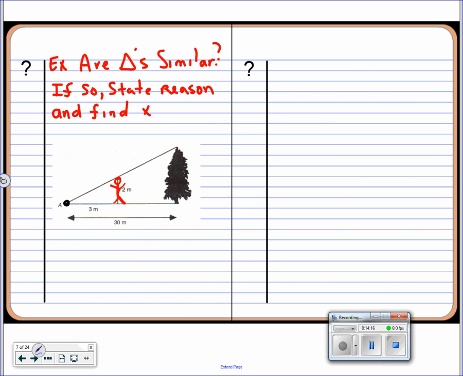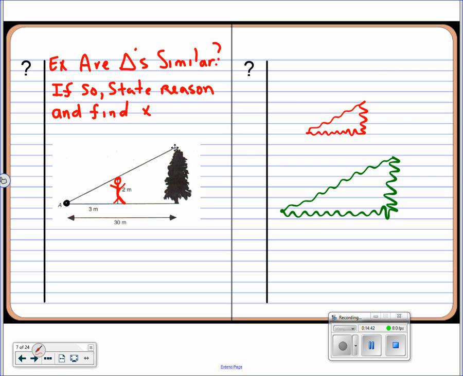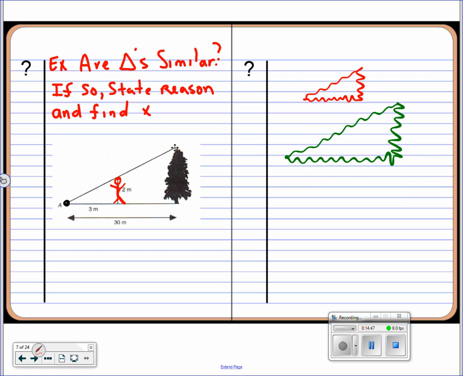Well, here's the problem I talked about at the very beginning. I'm asking, are these two triangles similar? And if they are, state the reason why, and then find x. Now, the very first thing is you're going to have to be able to see two triangles. Well, here's one triangle. Right? There's one triangle. Here's another. Very good. Now I'm wondering if those two triangles are similar. And if I can prove that they are, then their sides are proportional. That will help me solve for this x.